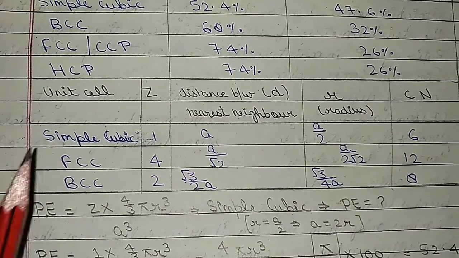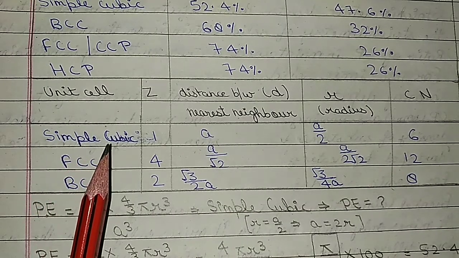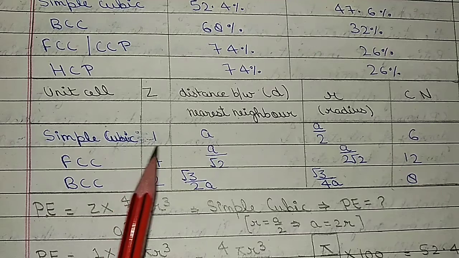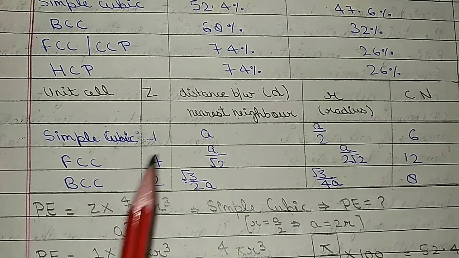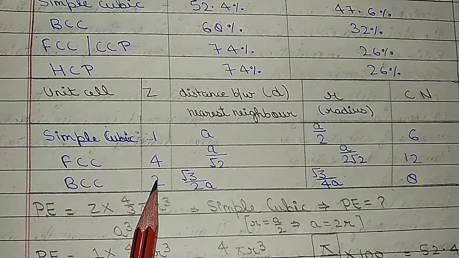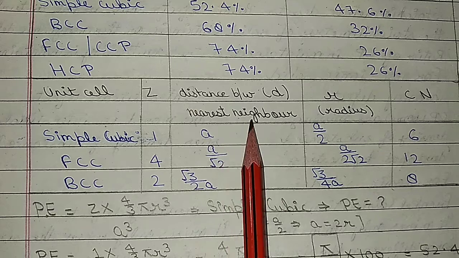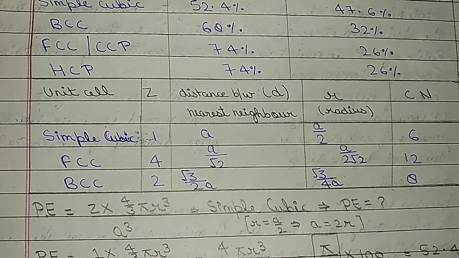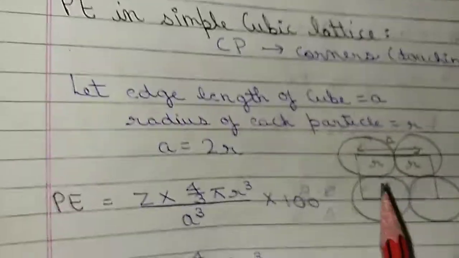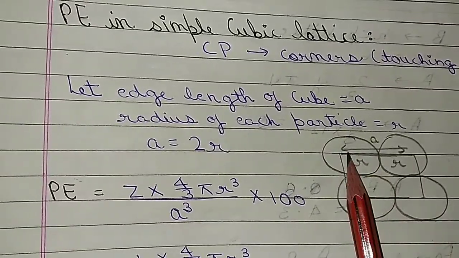Now we will see some unit cells. In simple cubic unit cell, atoms per unit cell is equal to 1. In face-centered cubic structure, Z is equal to 4. And in body-centered cubic structure, atoms per unit cell is equal to 2. Now, distance between nearest neighbor. In simple cubic, the distance between nearest neighbor is equal to A. This is the structure of simple cubic, and the distance between nearest neighbor is A.